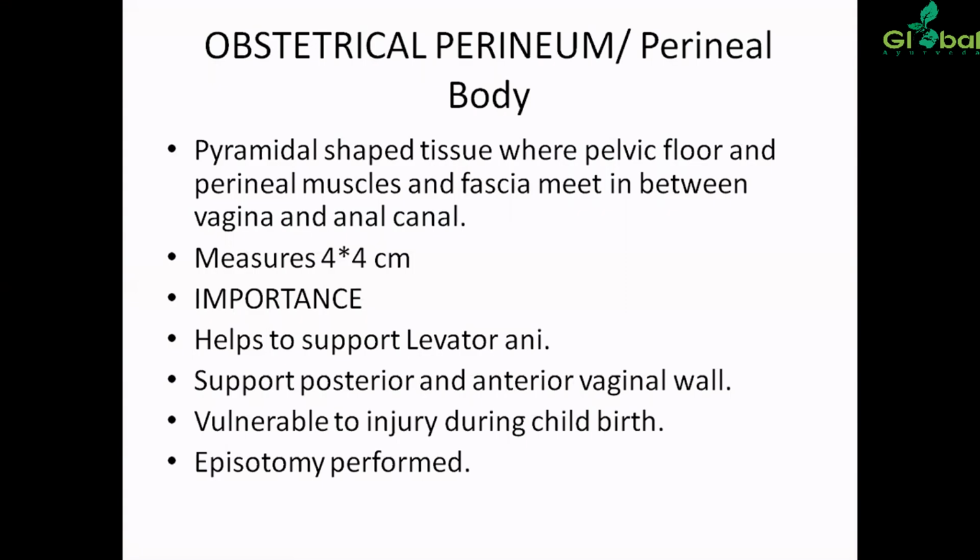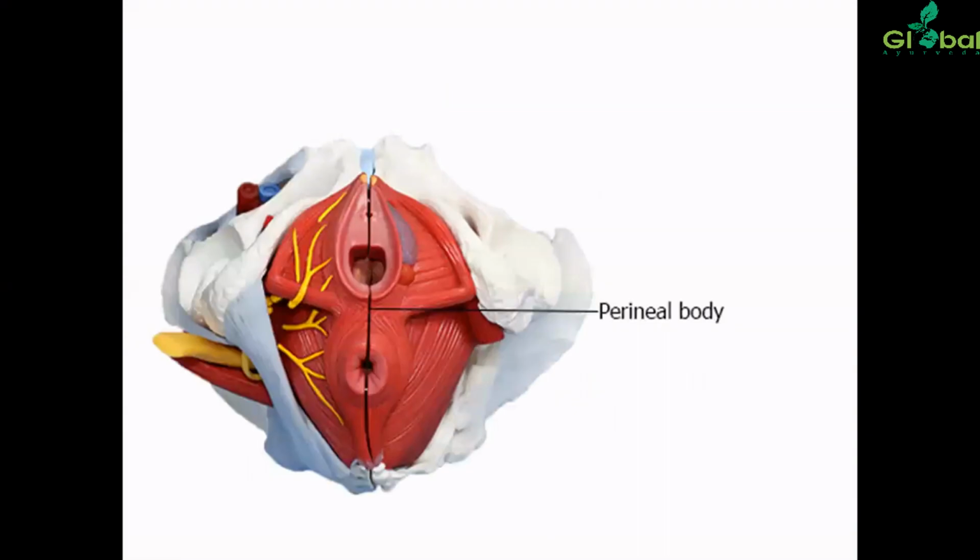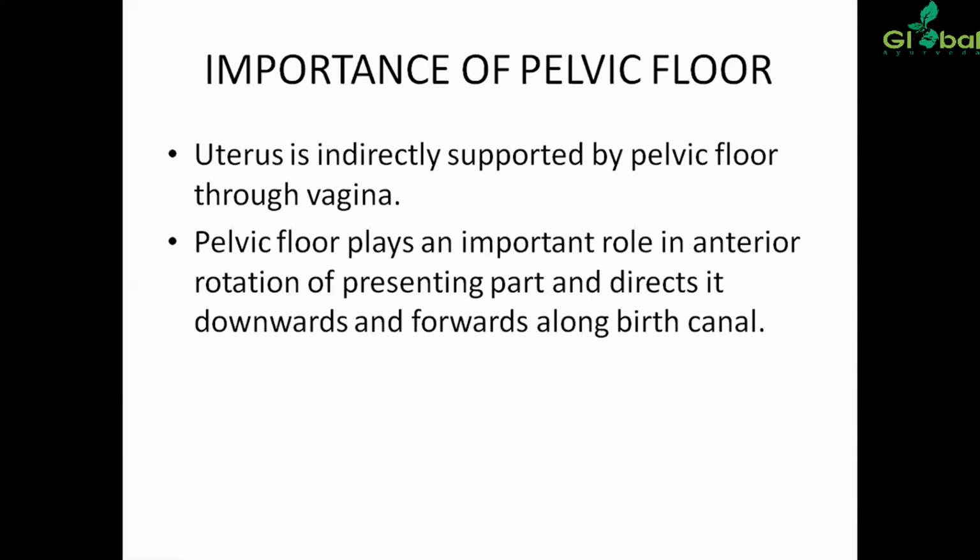Coming to the importance of the perineal body, it helps to support the levator ani and the posterior and anterior vaginal wall. It is vulnerable to injury during childbirth, and this is the part where the episiotomy is performed. And this is the picture showing the perineal body.